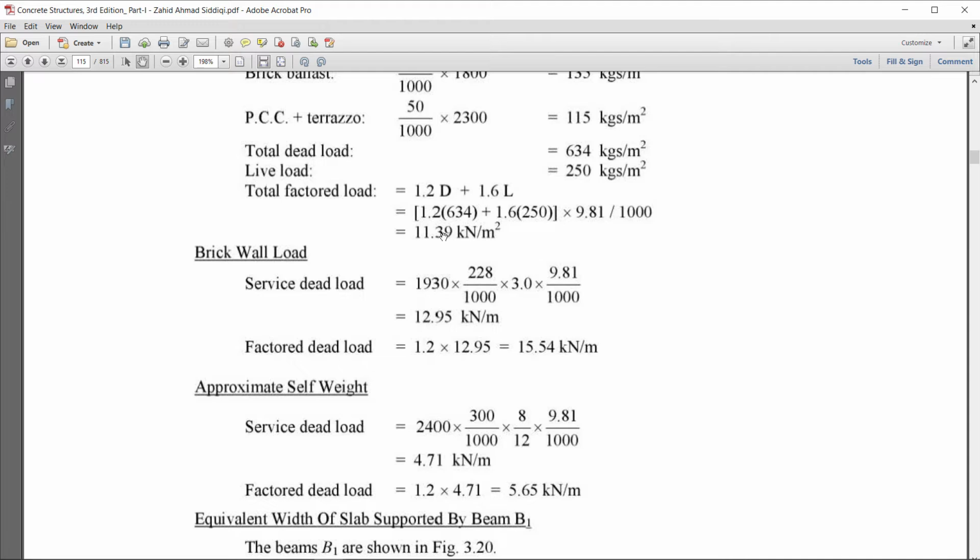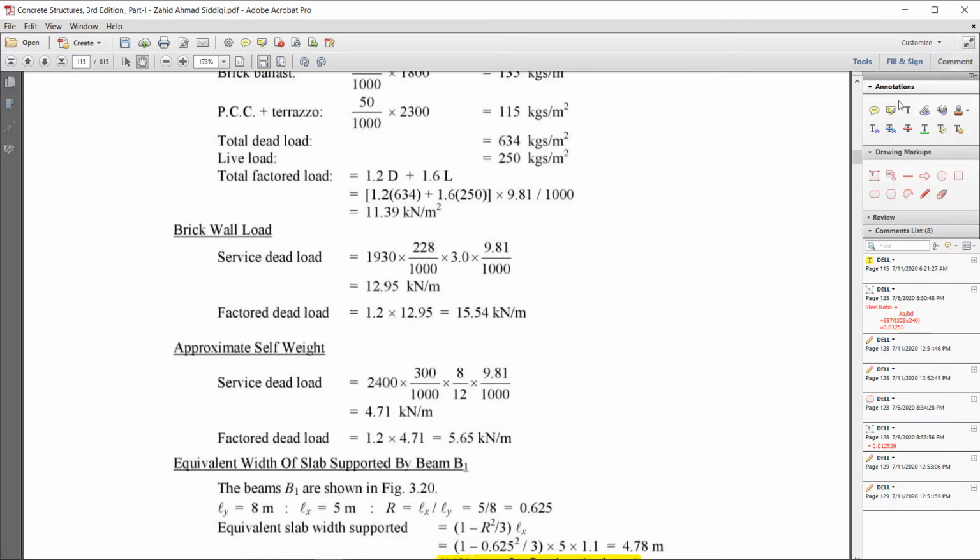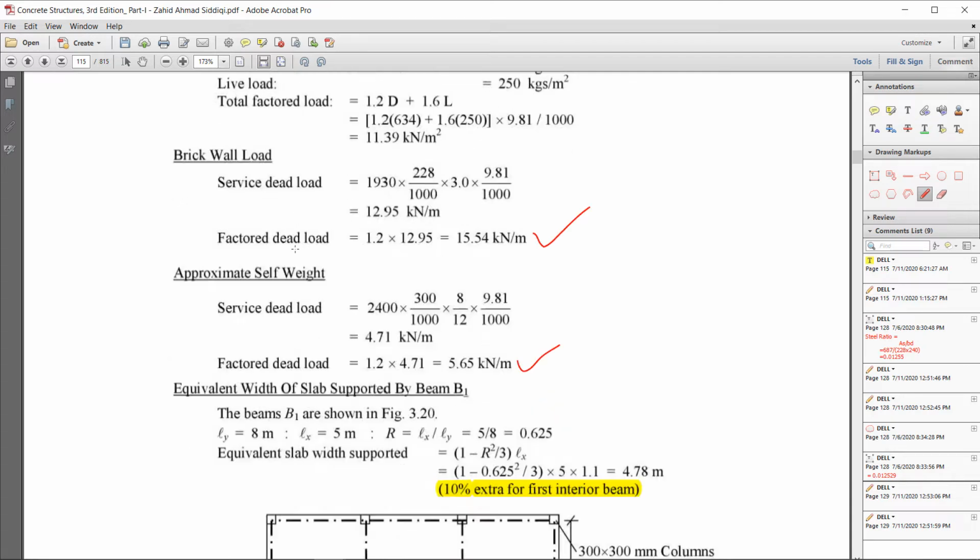One thing remaining. This one is okay. This load is in kilonewton per meter square. That is the long beam. We have to calculate the equivalent width for the long beam.